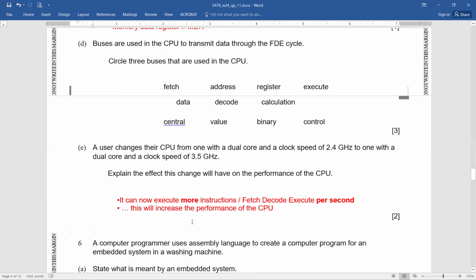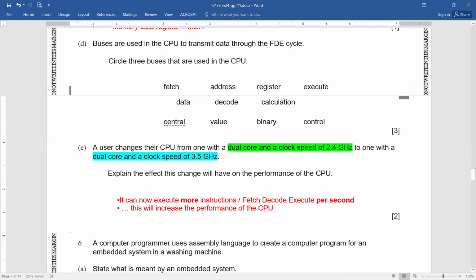Now you can see dual core and a clock speed of 2.4 gigahertz, and now it is converted again to dual core and a clock speed of 3.5 gigahertz. So here you can see the change is in the clock speed. So explain the effect of this change on the CPU. From 2.4 to 3.5, the core is the same. So definitely it means it can now execute more instructions, or more fetch, decode, execute instructions are going to be processed per second. And definitely this will result in increased performance of the CPU.